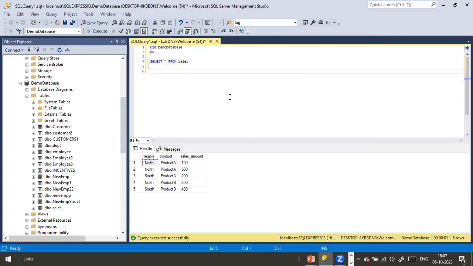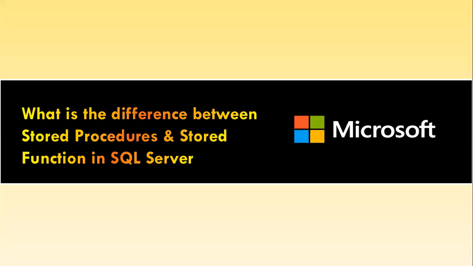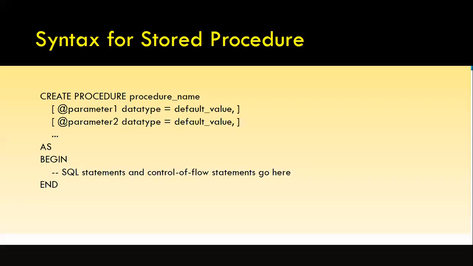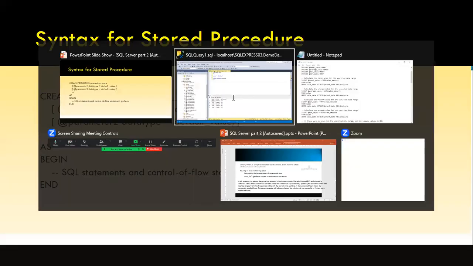To start with, I'm going to create a simple stored procedure so that you get a quick sense of what exactly a stored procedure is all about. How do we create a stored procedure? CREATE PROCEDURE, and then give whatever name you want, for example, GetAllEmployee. This is my stored procedure name. This is the syntax for creating your stored procedure: AS, BEGIN and END.